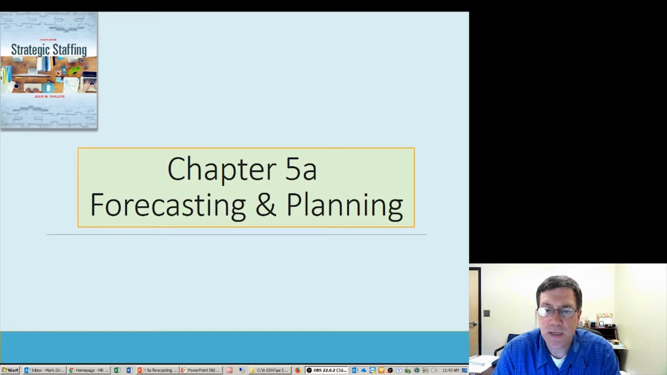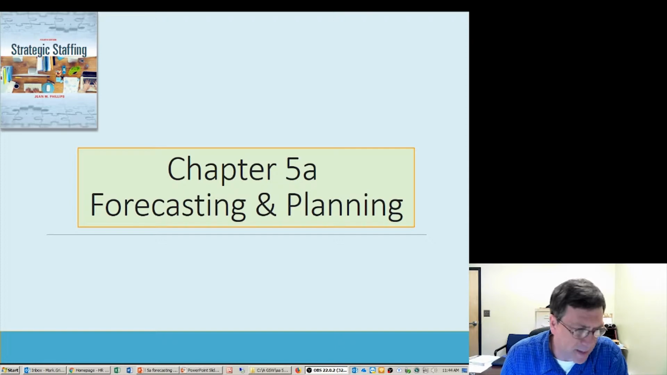As you can see from the labeling of the lesson here, this is chapter 5, and theoretically this comes before what we just did, which was chapter 6. Understanding what we need is important in the big picture normal sequence of things before we start looking for where to find them. But for the purpose of our class and our project and being able to meet some deadlines on the interviewing project, we cover chapter 6 before we cover chapter 5. But today, in this video, we talk about chapter 5a, that portion where we're talking about forecasting and planning.